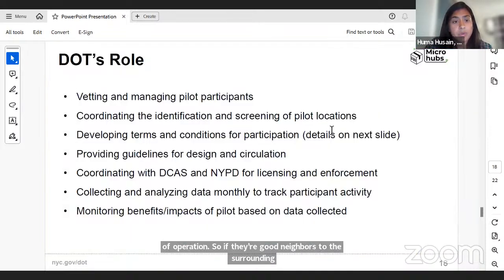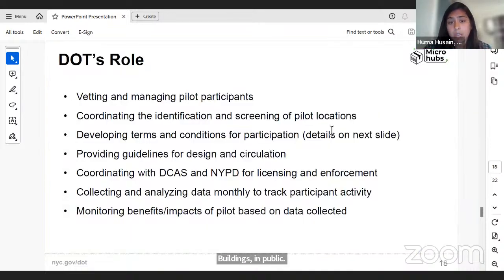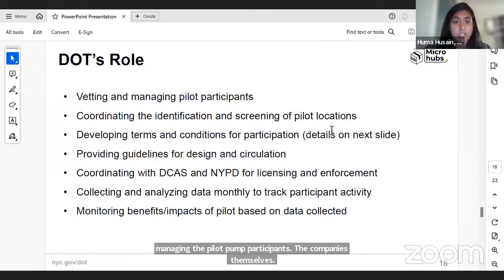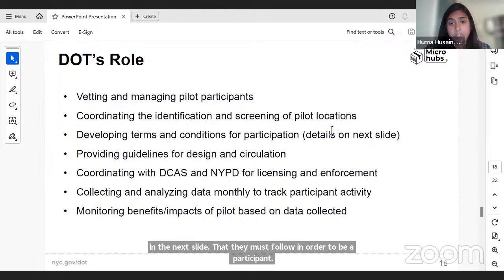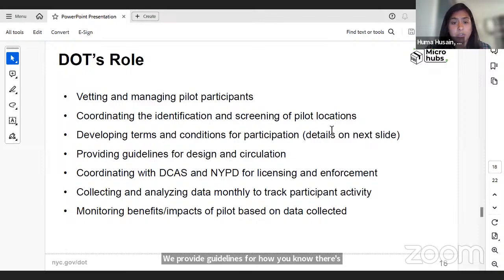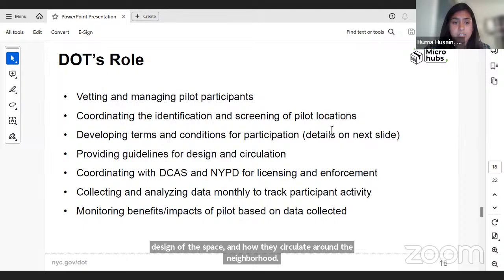And then DOT's role would be that we are vetting and managing the pilot participants, the companies themselves. We're coordinating the identification and screening of all these locations. We're developing very strict terms and conditions for each participant, which I'll go over in the next slide, that they must follow in order to be a participant. We'd provide guidelines for the design of the space and how they circulate around the neighborhood. We're also coordinating with other agencies for enforcement, licensing.